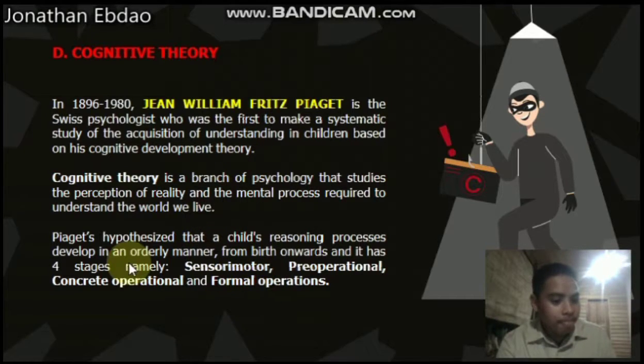And also, Piaget hypothesized that a child's reasoning processes develop in an orderly manner from birth onward, and it has four stages, namely sensorimotor, pre-operational, concrete operational, and formal operational.